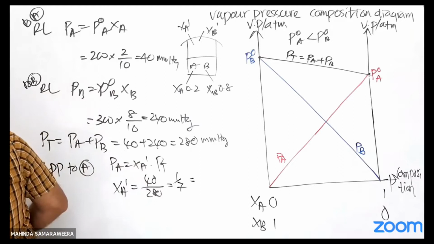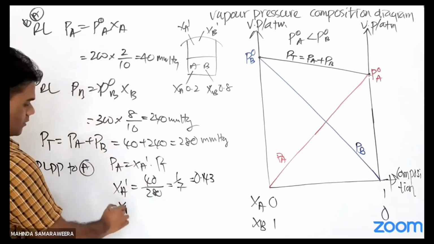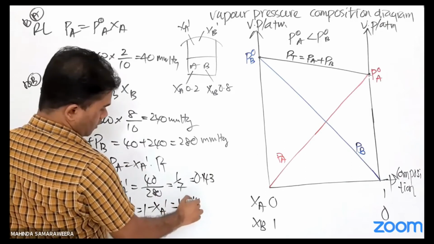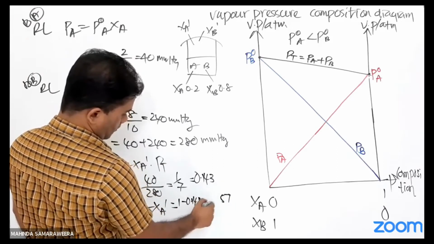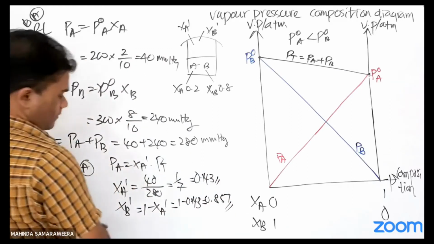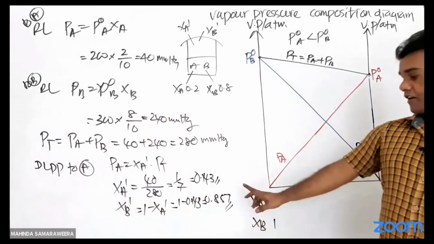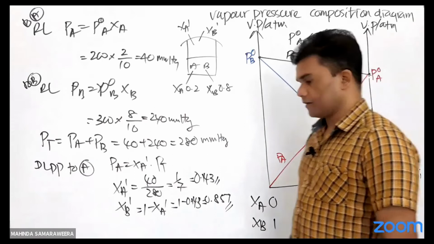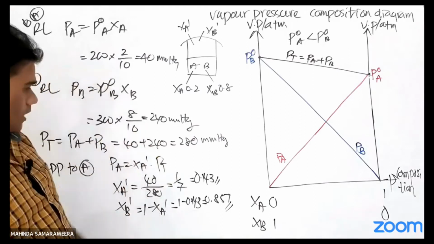1 over 7 is 0.143. Then X dash B will be 1 minus X dash A, 1 minus 0.143, which is 0.857. So 0.143 and 0.857 are the mole fractions of these components in the vapor phase. These are the mole fractions of A and B in the vapor phase. Now, I think you don't have a problem with the calculation part.